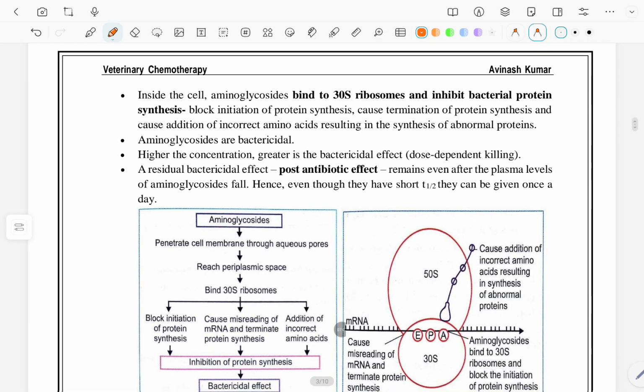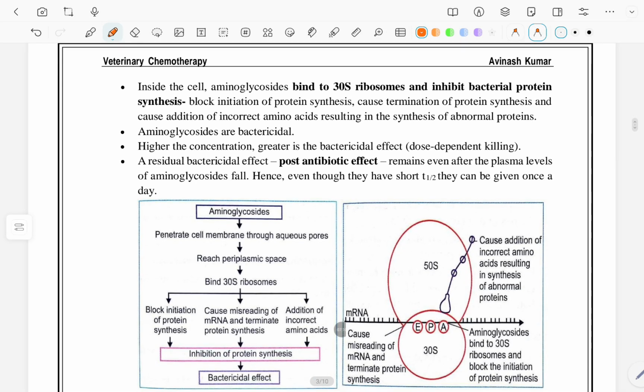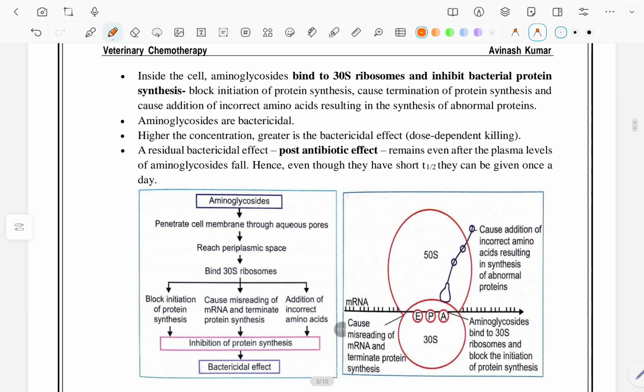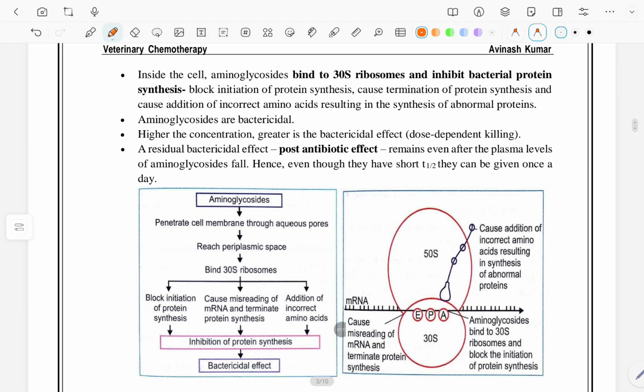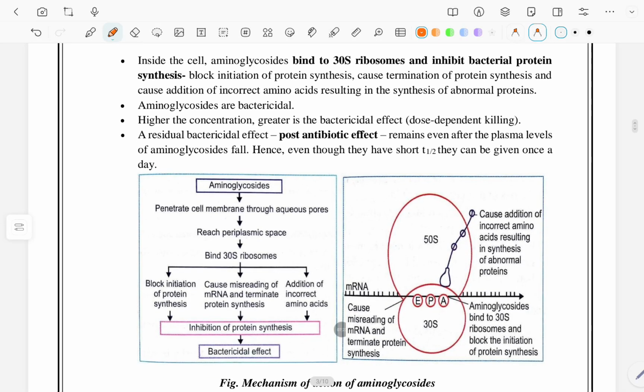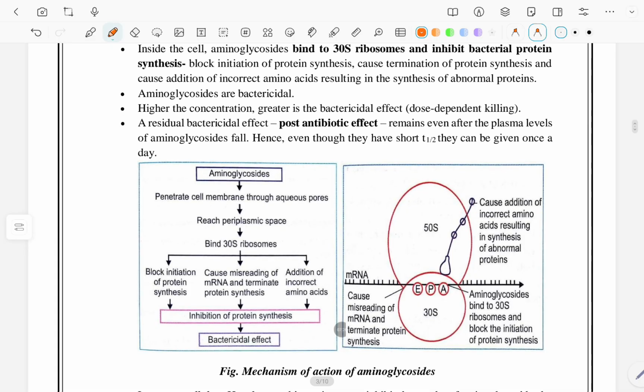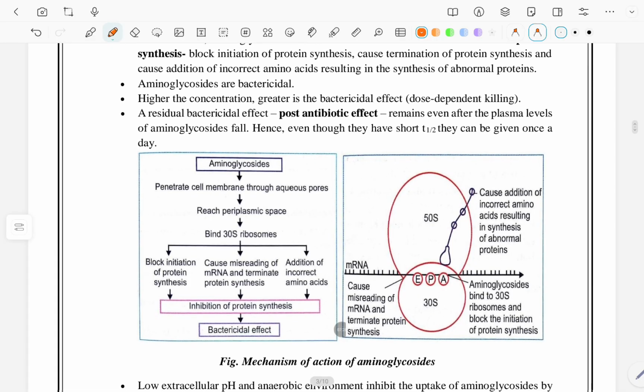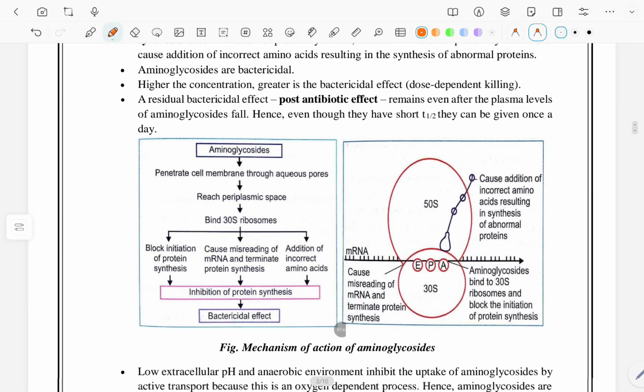They block initiation of protein synthesis, cause termination of protein synthesis, and cause addition of incorrect amino acids, resulting in the synthesis of abnormal proteins. Aminoglycosides are bactericidal. The higher the concentration, the greater the bactericidal effect: dose-dependent killing. A residual bactericidal effect, the post-antibiotic effect, remains even after the plasma level of aminoglycoside falls. Hence, even though they have a short half-life, they can be given once a day.